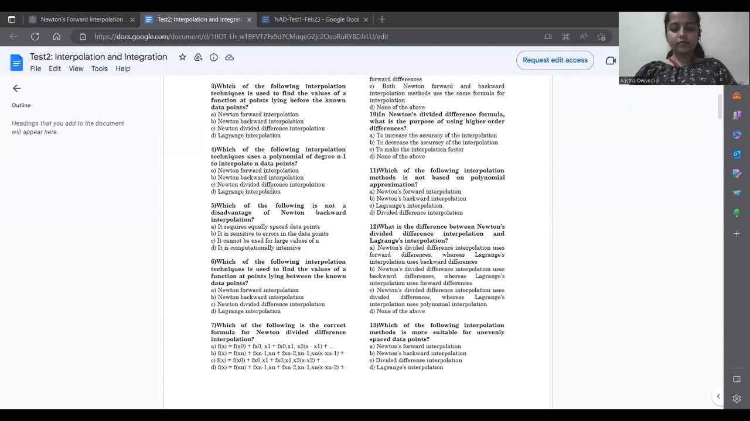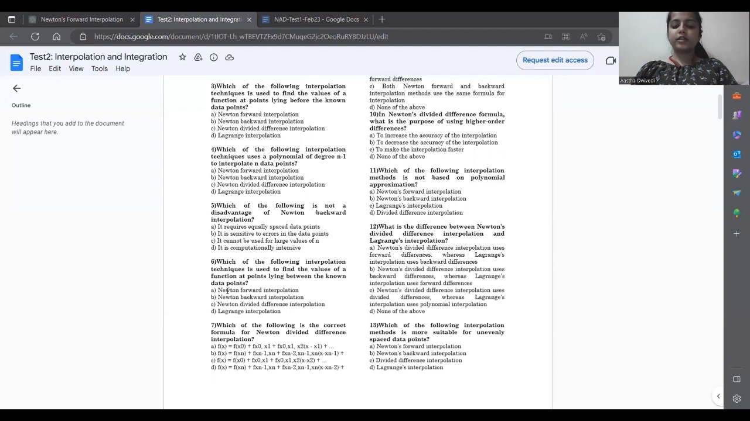Which of the following interpolation techniques uses a polynomial of degree n minus 1 to interpolate n data points? Newton forward interpolation, Newton backward interpolation, Newton divided difference interpolation, Lagrange interpolation. The correct answer for this question is Lagrange interpolation.